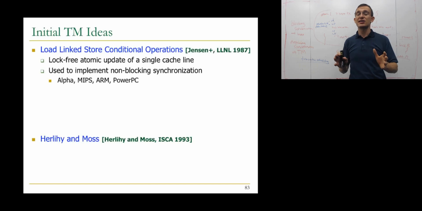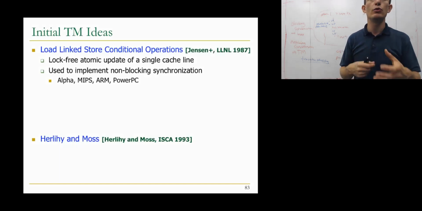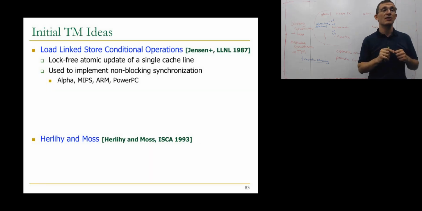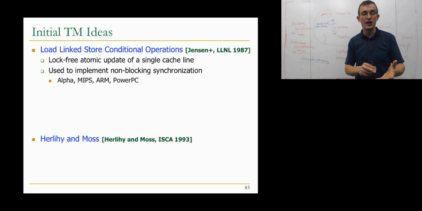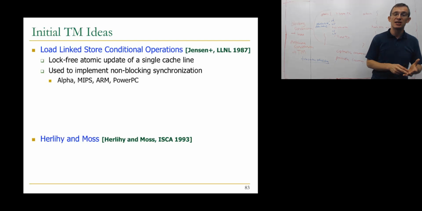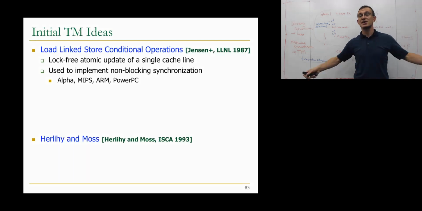We want to update the single cache line. How do we do it with some new instructions? And that's the idea of load-linked and store conditional operations. This is used to implement non-blocking synchronization in existing ISAs. Alpha and MIPS are some of the first ones to implement it, but ARM and PowerPC have this. x86 has a form of it.